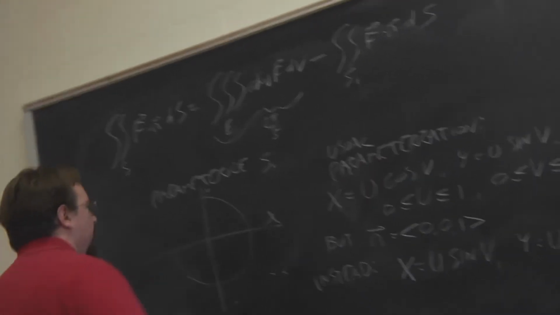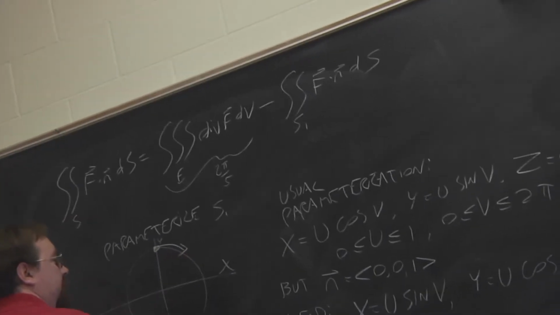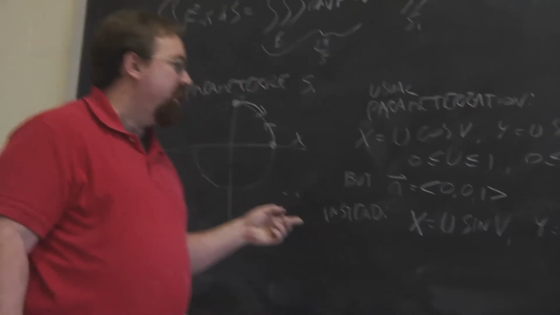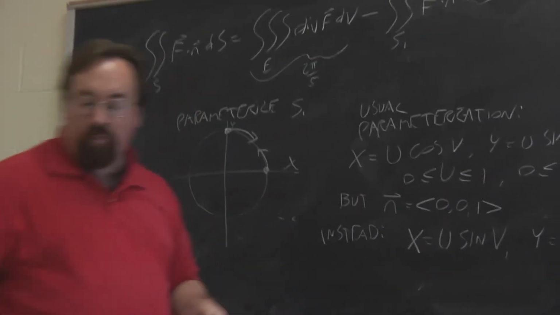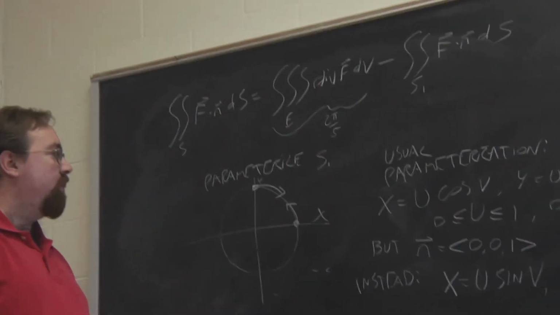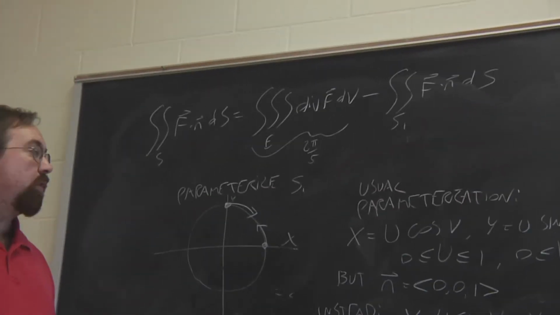If you fix a particular value of u, you would be starting from this point and tracing clockwise around as v changed, whereas the regular parameterization for polar coordinates starts here and traces in this direction. Okay, so this is one way to do it. Another way to do it is if you interchange the roles of u and v, then that would work also.